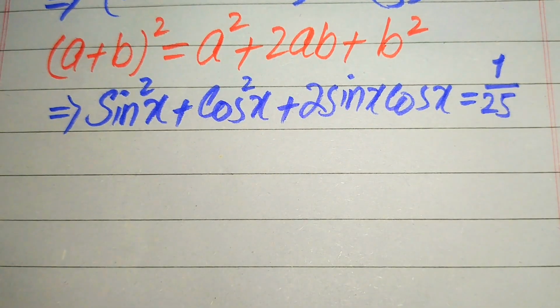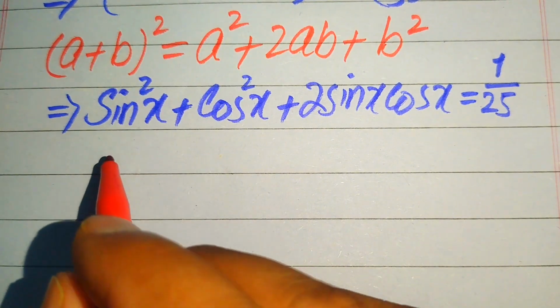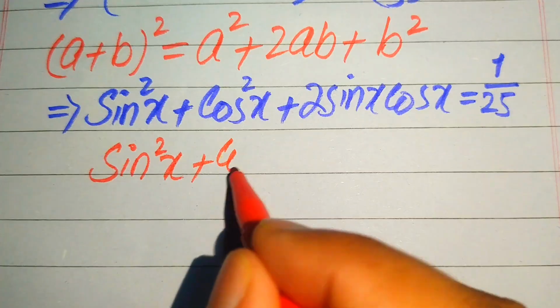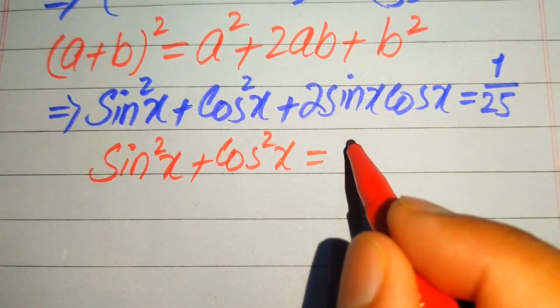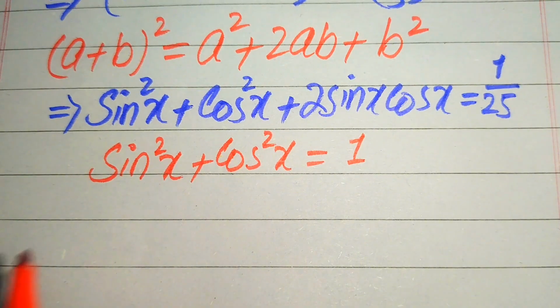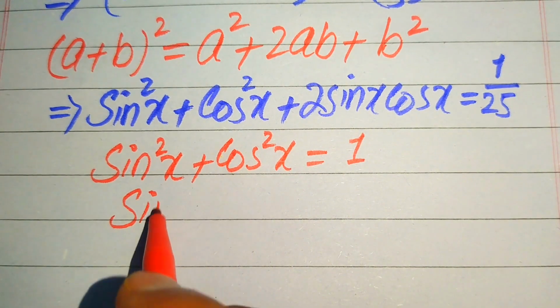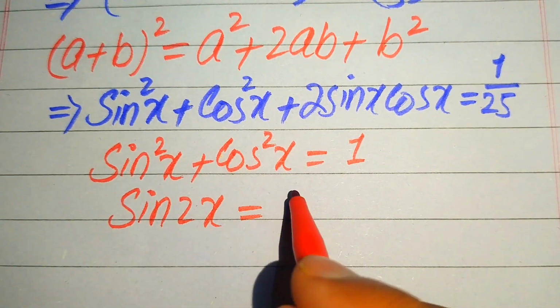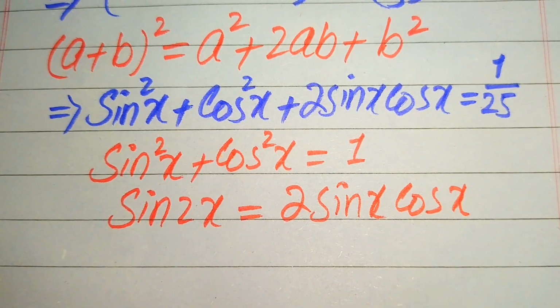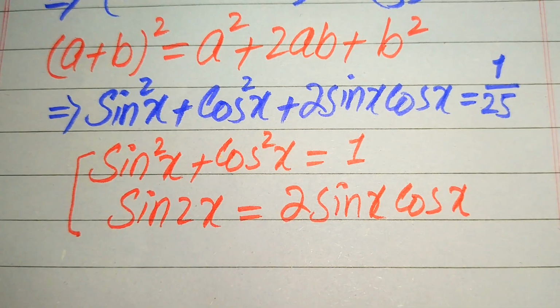And here we use another trigonometric formula, in other words the trigonometric identity. We know that sin square x plus cos square x is equal to 1, and here we use another double angle identity. You know about that, sine of 2x is equal to 2 sine x into cos x. So we use these two trigonometric formulas on the left hand side of the above equation.